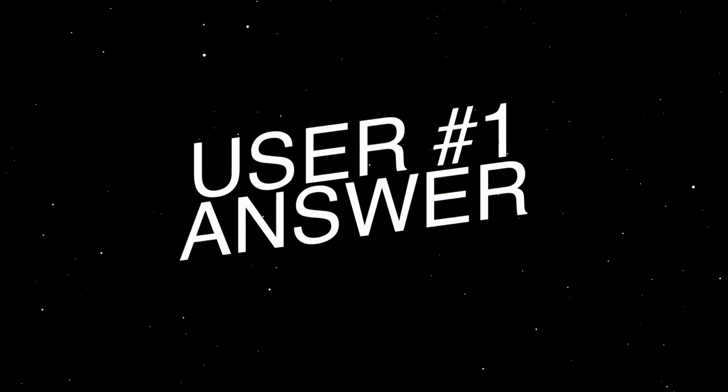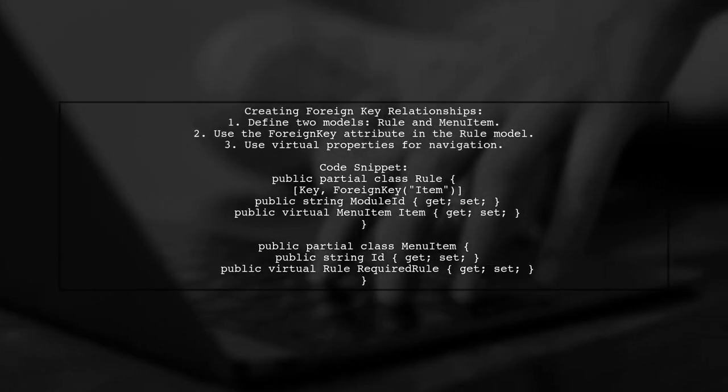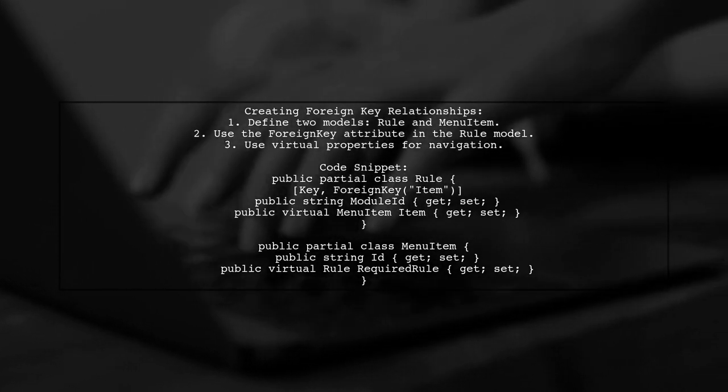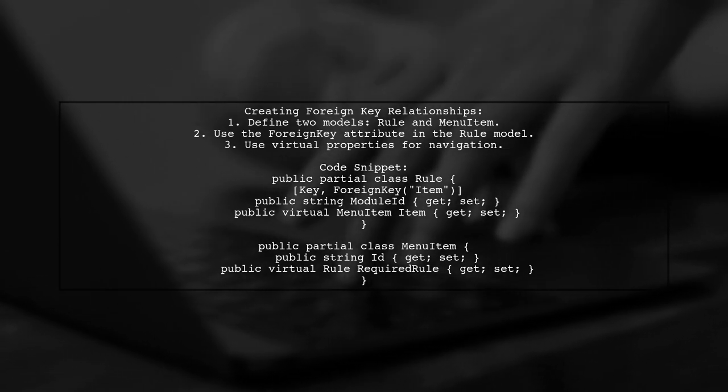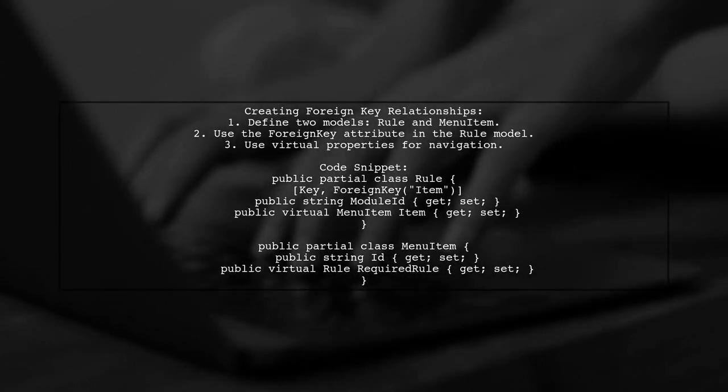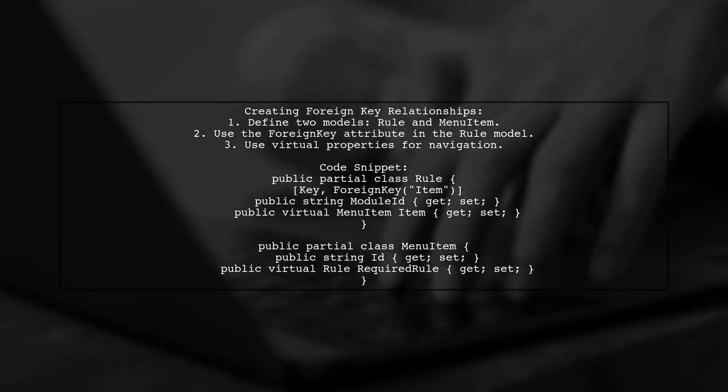Let's now look at a user-suggested answer. To create a foreign key relationship in Entity Framework, you can define two models that reference each other. The framework can automatically recognize a 1-to-0 or 1 relationship.